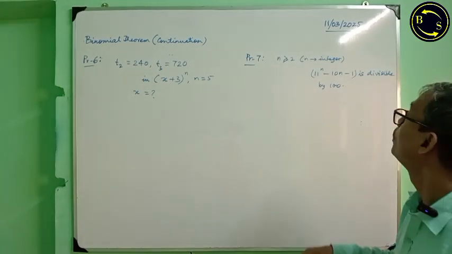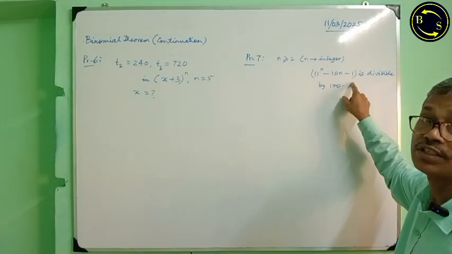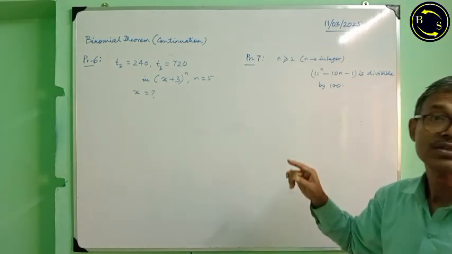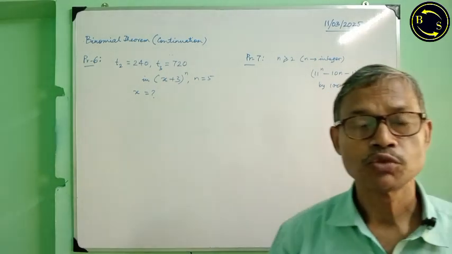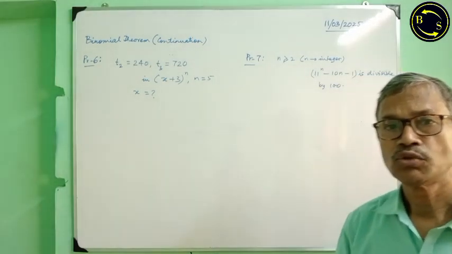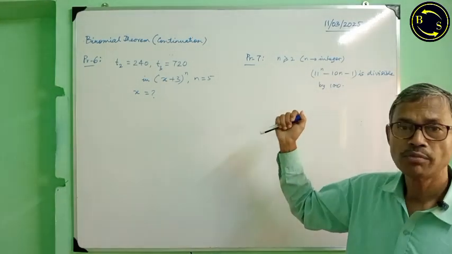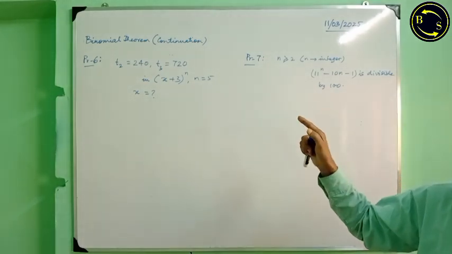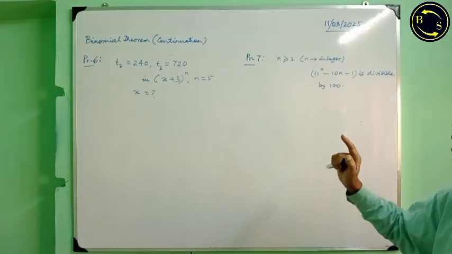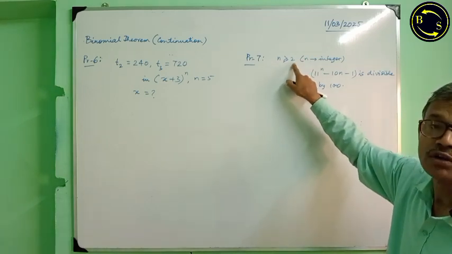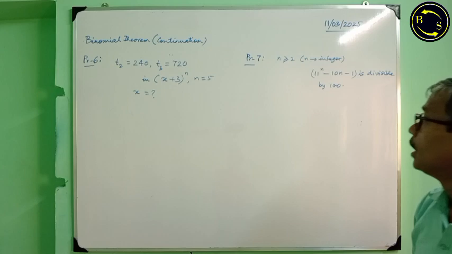Next sum, we have to show this expression is divisible by 100. Such type of sums we have got in the topic method of induction. Actually we can solve that with the help of method of induction. Also we can use binomial theorem. First of all, n equal to 2 or greater than 2. I solve like this.